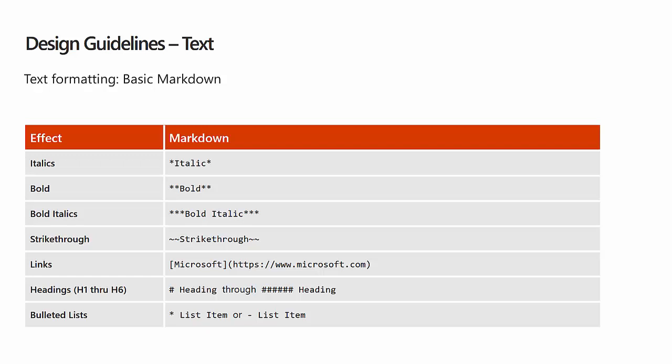Let's discuss the design guidelines for cards, starting with text. Text can be formatted using basic Markdown. Italics, bold, strike-through, links, headings, and bulleted lists are all available to be in our text section of our cards. Any HTML that you send will be ignored and treated as plain text.